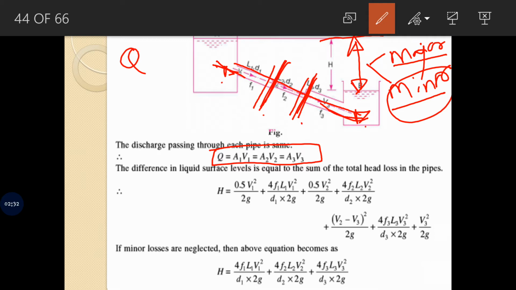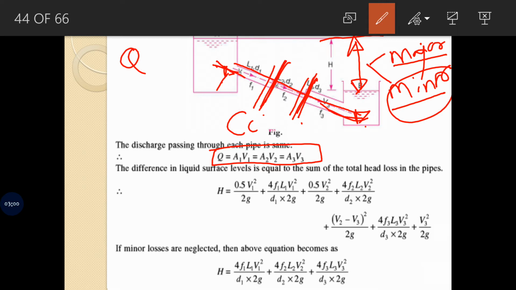So the entry equation is 0.5 v square by 2g. Contraction equation, if the Cc value is known, then it is going to be 1 upon Cc minus 1, whole bracket square, divided by 2g into v square. So that is going to be the equation for contraction, and if the Cc value is not given, then we are going to take the equation as 0.5 v square by 2g.